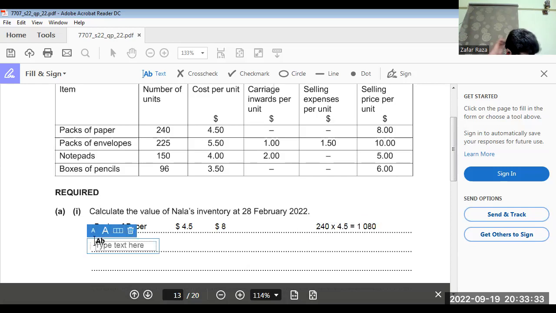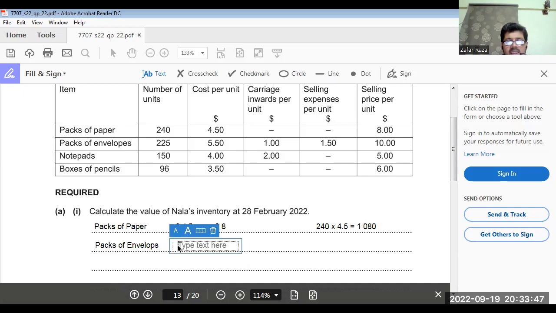Now we will take what's next? Packs of envelope. Cost price is how much? 5.5 plus carriage 6 plus 1.5 selling expenses. So selling expenses will not be included, but we will include carriage inward. So that cost would be 6.5. NRV 10. So it means the inventory will be kept on lower of cost or NRV, whatever it is. So we'll write 225 multiplied by 6.5. So the value of inventory would be 225 multiplied by 6.5, 1,462.5.